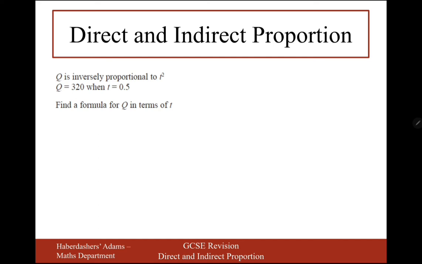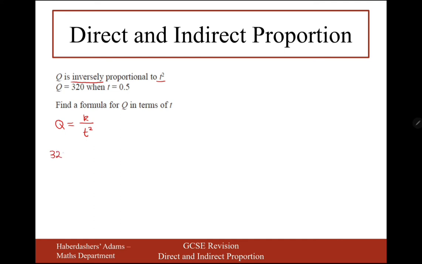Okay, q is inversely proportional to t squared. This is the first question we've seen in this video where we've got an inverse. That means create a fraction. So in this case, it's going to be q equals k over t squared. So whenever you see the word inverse in your sentence to create the formula, you need to create a fraction. K will always be on the top, and then whatever your piece of algebra is, that will go on the bottom.